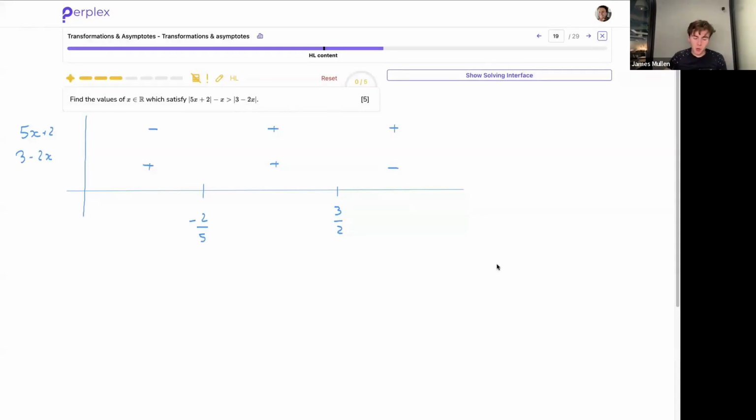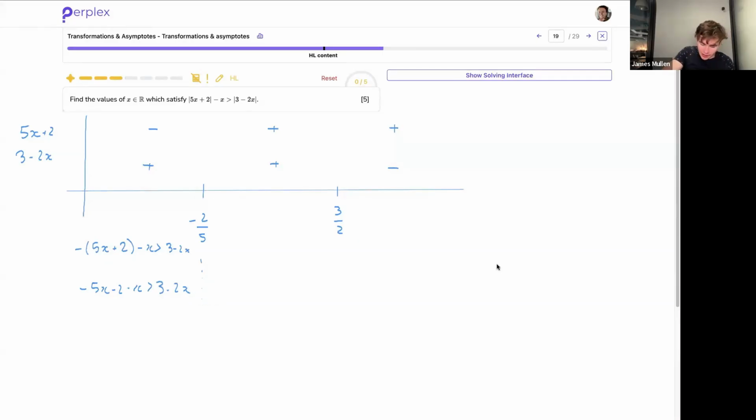in different ways. So in this interval over here, when 5x plus 2 is negative, then my inequality is going to be negative (5x plus 2) minus x, because when 5x plus 2 is negative, the absolute value is going to change its sign. Negative (5x plus 2) minus x is greater than, and then 3 minus 2x is positive, so it's just 3 minus 2x over here, okay? And I can solve this, I can expand.